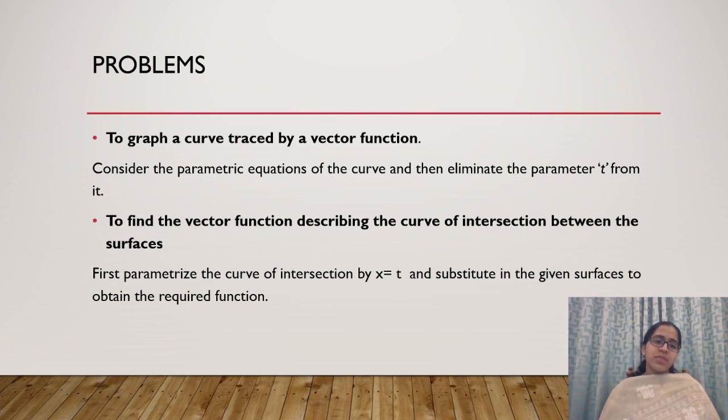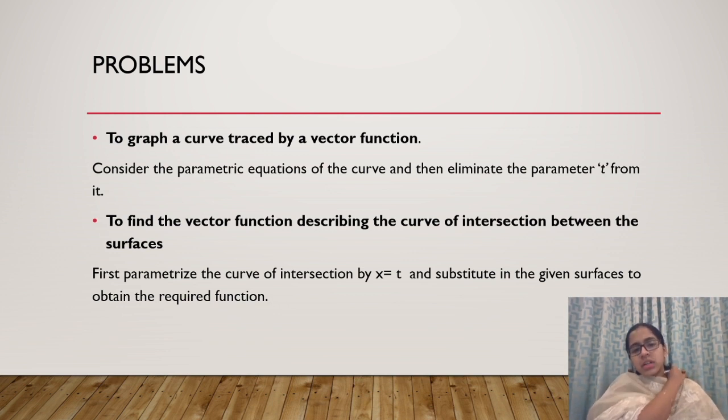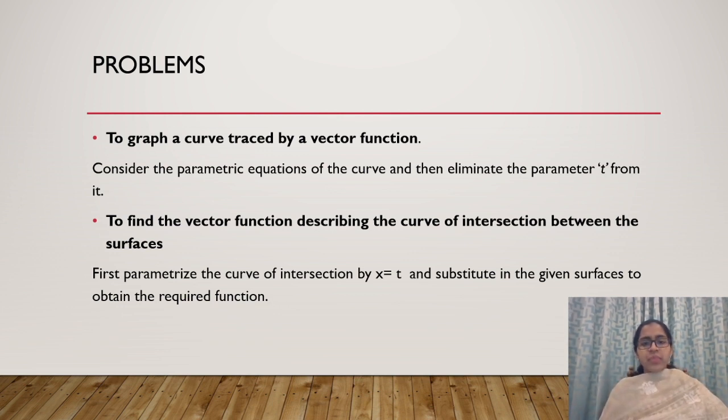In this presentation, we are discussing two types of problems. The first one will be to graph a curve traced by a vector function, and the second one is to find a vector function which describes the curve of intersection between two surfaces. Let us discuss the first type of problem, that is to graph a curve traced by a vector function. What we must do is consider the parametric equations of the given curve and then eliminate the parameter t from it.